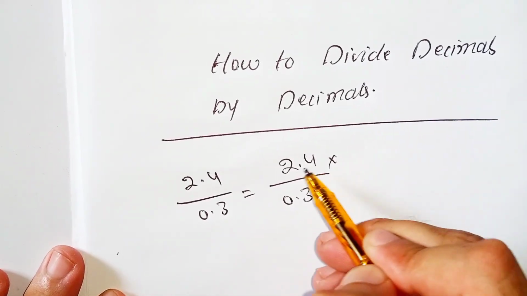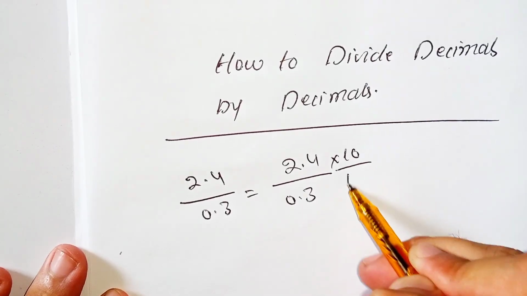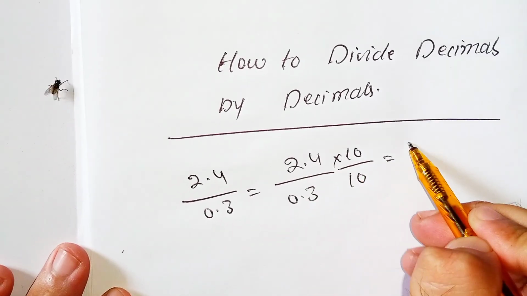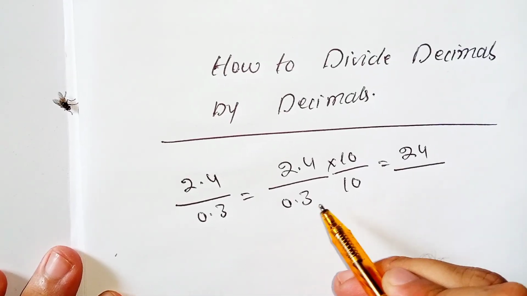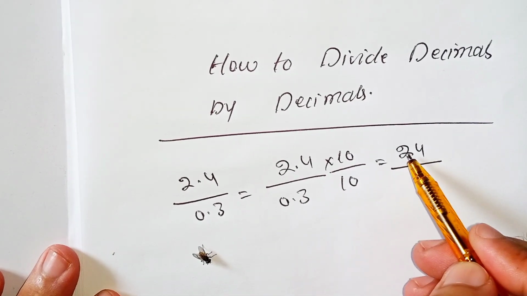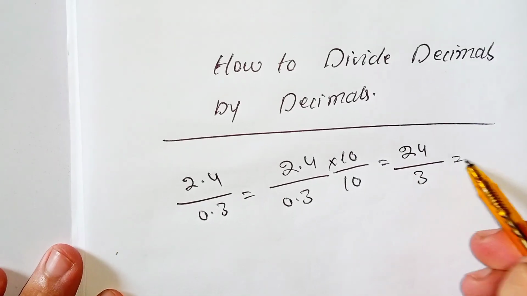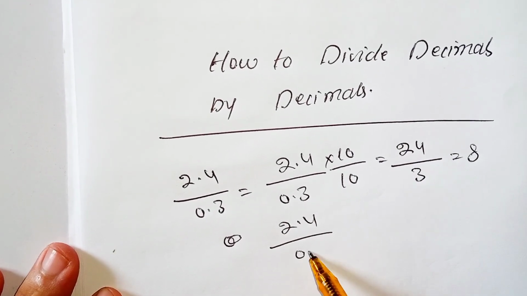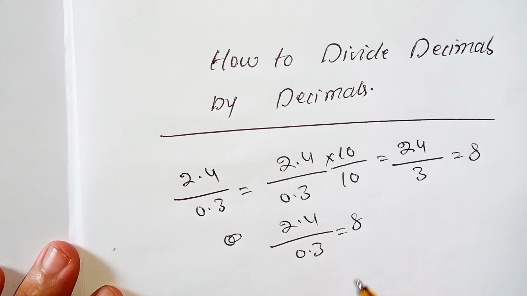So we will multiply these two numbers by 10, right? So we can write 2.4 multiplied by 10 is 24, right? And 0.3 is 3, right? So we can easily divide 24 by 3, which is equal to 8. So 2.4 divided by 0.3 is equal to 8.